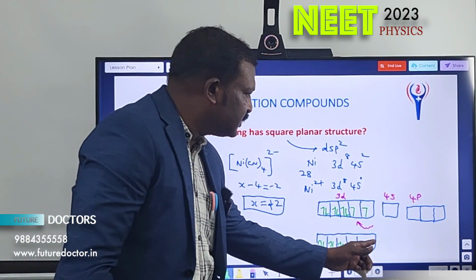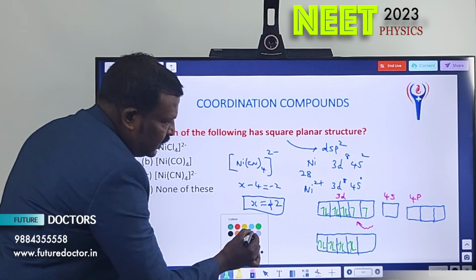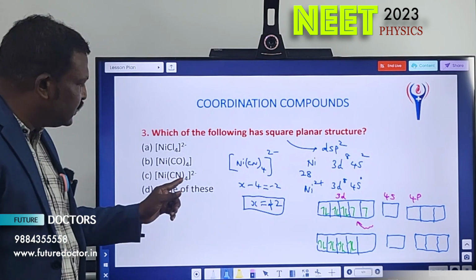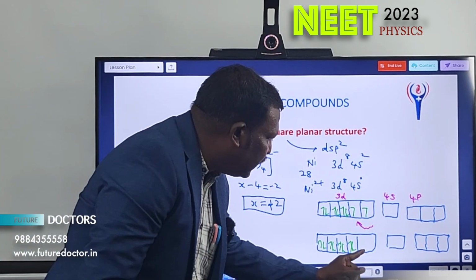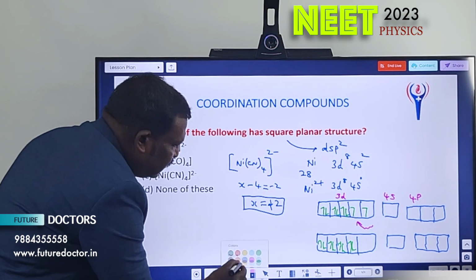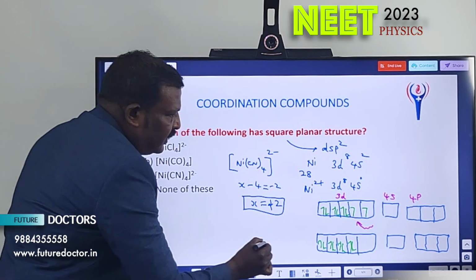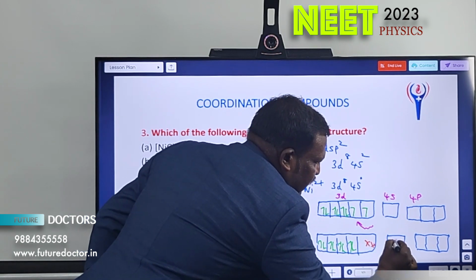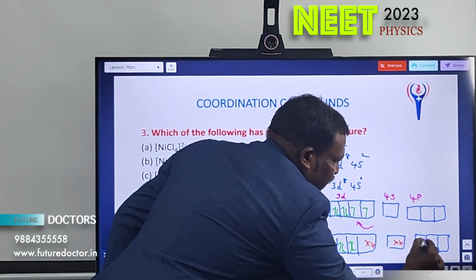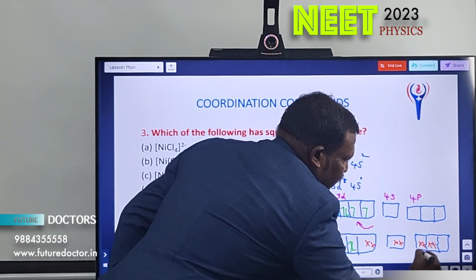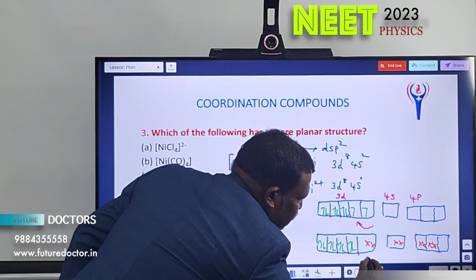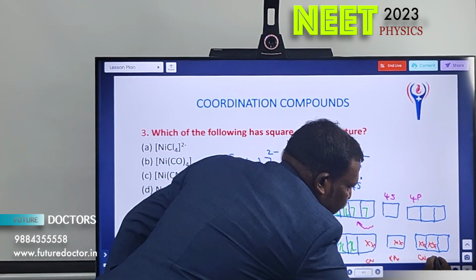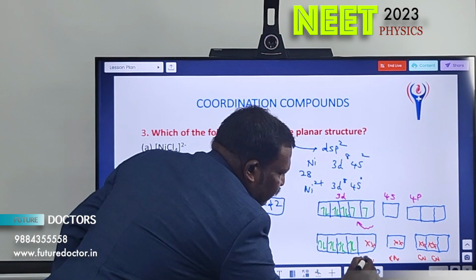Now the empty orbitals start here. Now how many CN do we have here? We have 4 cyanides. Each cyanide gives a pair of electrons to the empty orbitals. First CN gives electrons to this one, another CN gives electrons to this one, another, and another one. Each CN is giving electrons to these empty orbitals. Are you following?